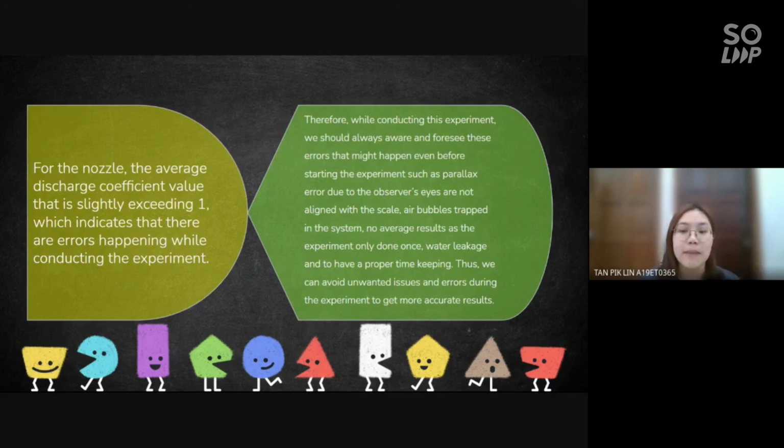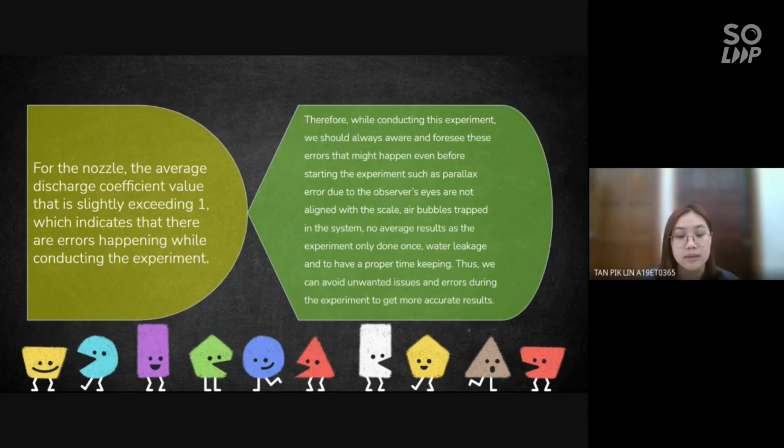And also there might be air bubbles trapped in the system, so we need to avoid this kind of problem and allow more time for the air bubbles to escape. Also, for example, when we run an experiment, we should always run it at least twice or maybe three times, so that we can get the average result and a more accurate result. And water leakage might also happen in these experiments when the connection between the tube and the manometer is not properly connected.